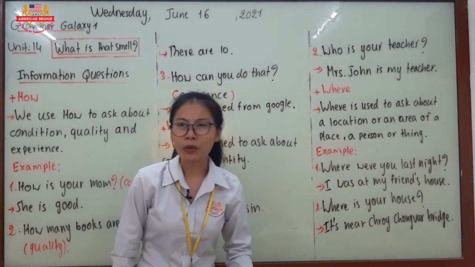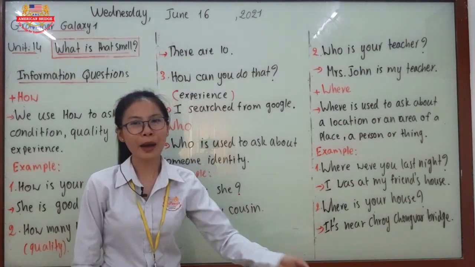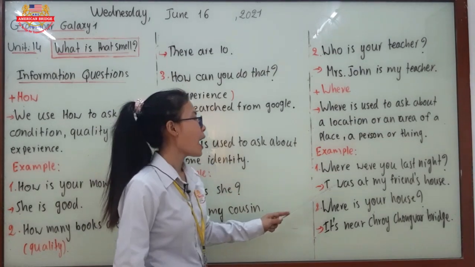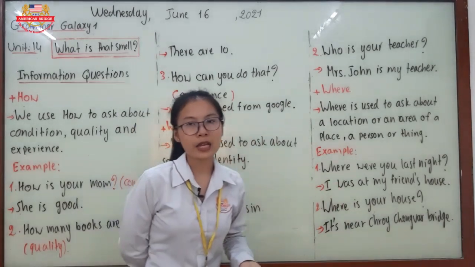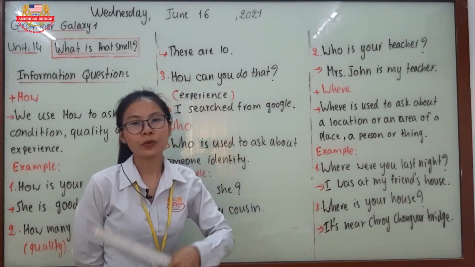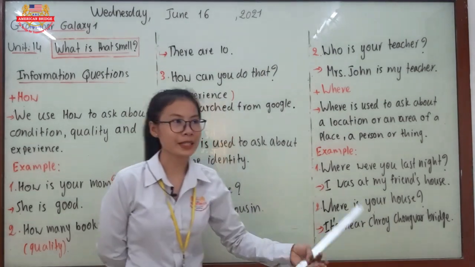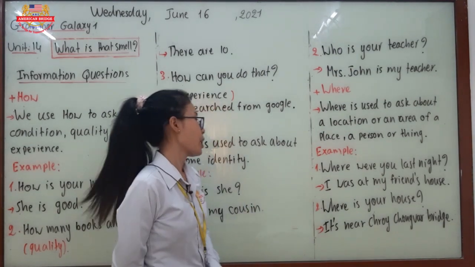So where did you go? Why didn't you come back? And then she said, I was at my friend's house last night. He or she didn't come back because she would like to sleep over, or we can say sleep over at a friend's house.